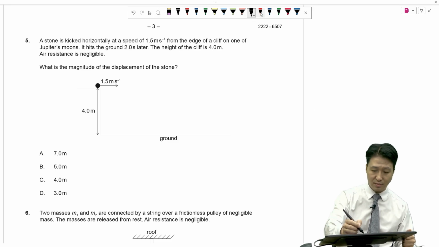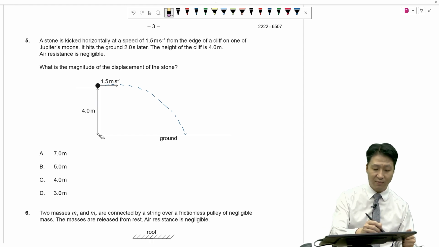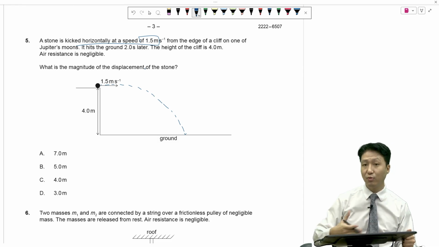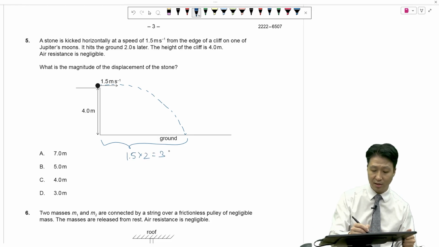So, first, if you just follow the path, it will go something like this. Parabolic path. It goes down by 4 meters. And we know that if the horizontal speed was 1.5 meters per second, this horizontal speed will not change over the 2 seconds. So this horizontal distance is just 1.5 times 2, which is 3 meters.